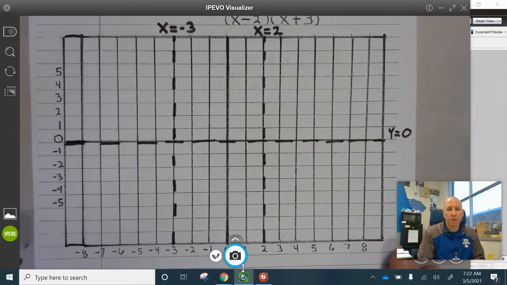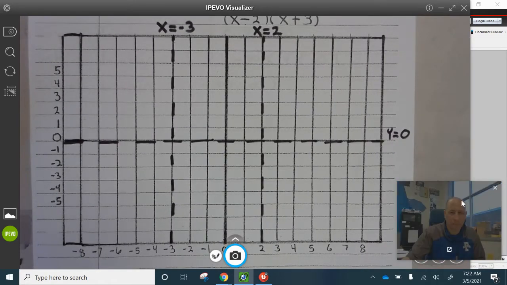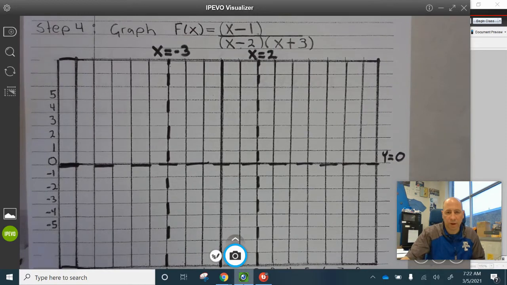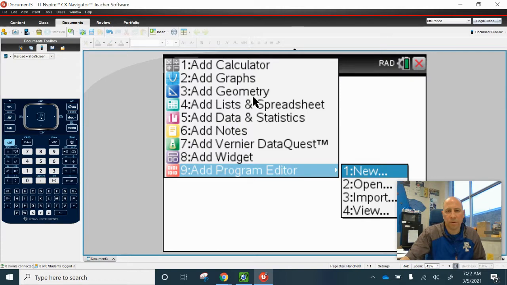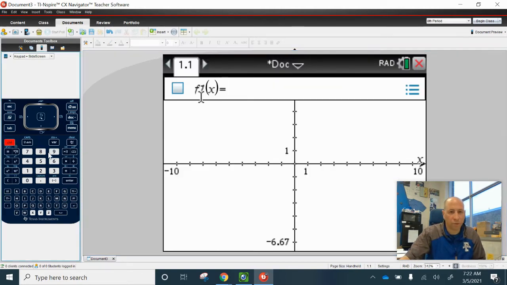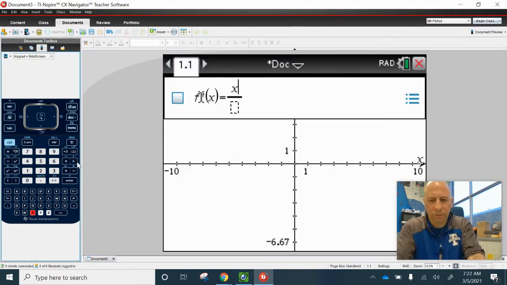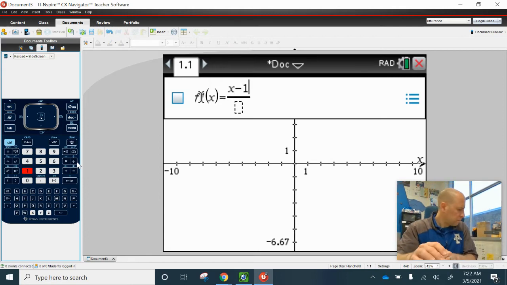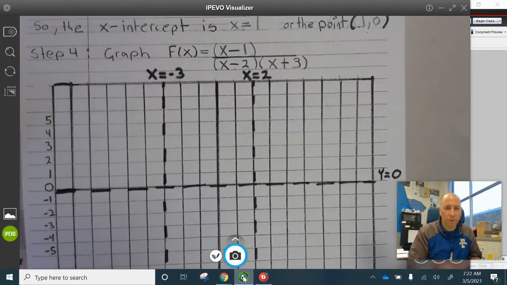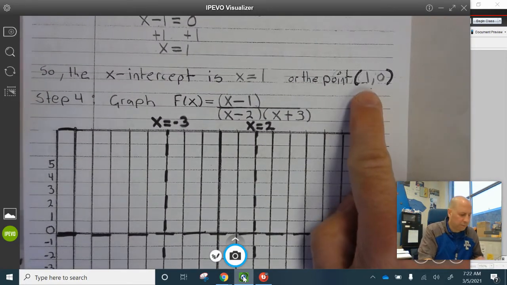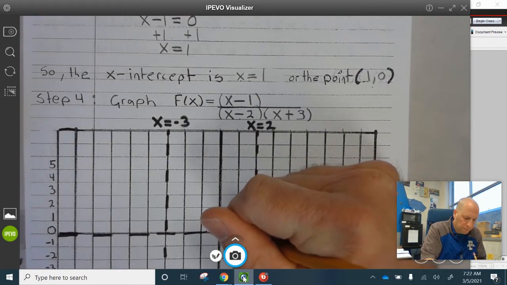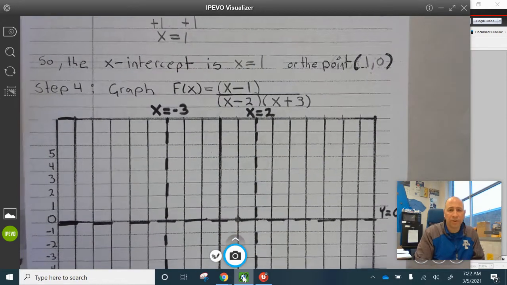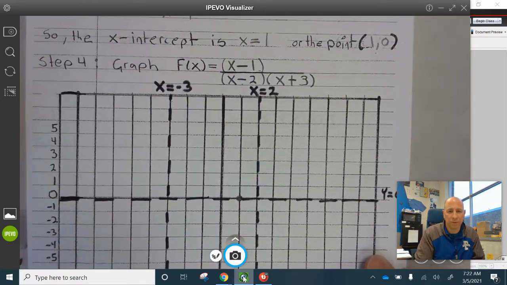Now, what I recommend doing is graphing this in our calculator. So I'm going to go to On, New Document, No, Add Graph, press Control, Divide, x minus 1. Oh, hold on. Before we do that, I almost forgot. We can graph this point 1, 0. Now, you can see it's on the asymptote, and that's unusual, but it does happen sometimes.